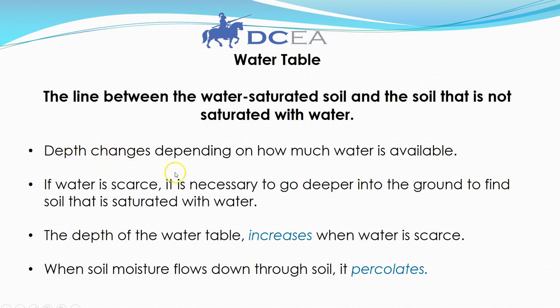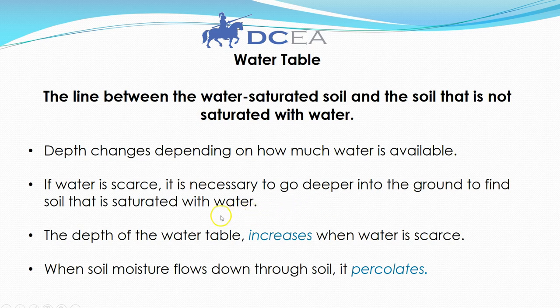Depth changes depending on how much water is available. So the water table isn't static. It can change with how much water is available. If you have an area where there's lots of water, then the water table will be saturated all the time, and there will be a lot of runoff. If water is scarce, it's necessary to go deeper into the ground to find soil that's saturated with water. So the top layer of the soil will be very dry.